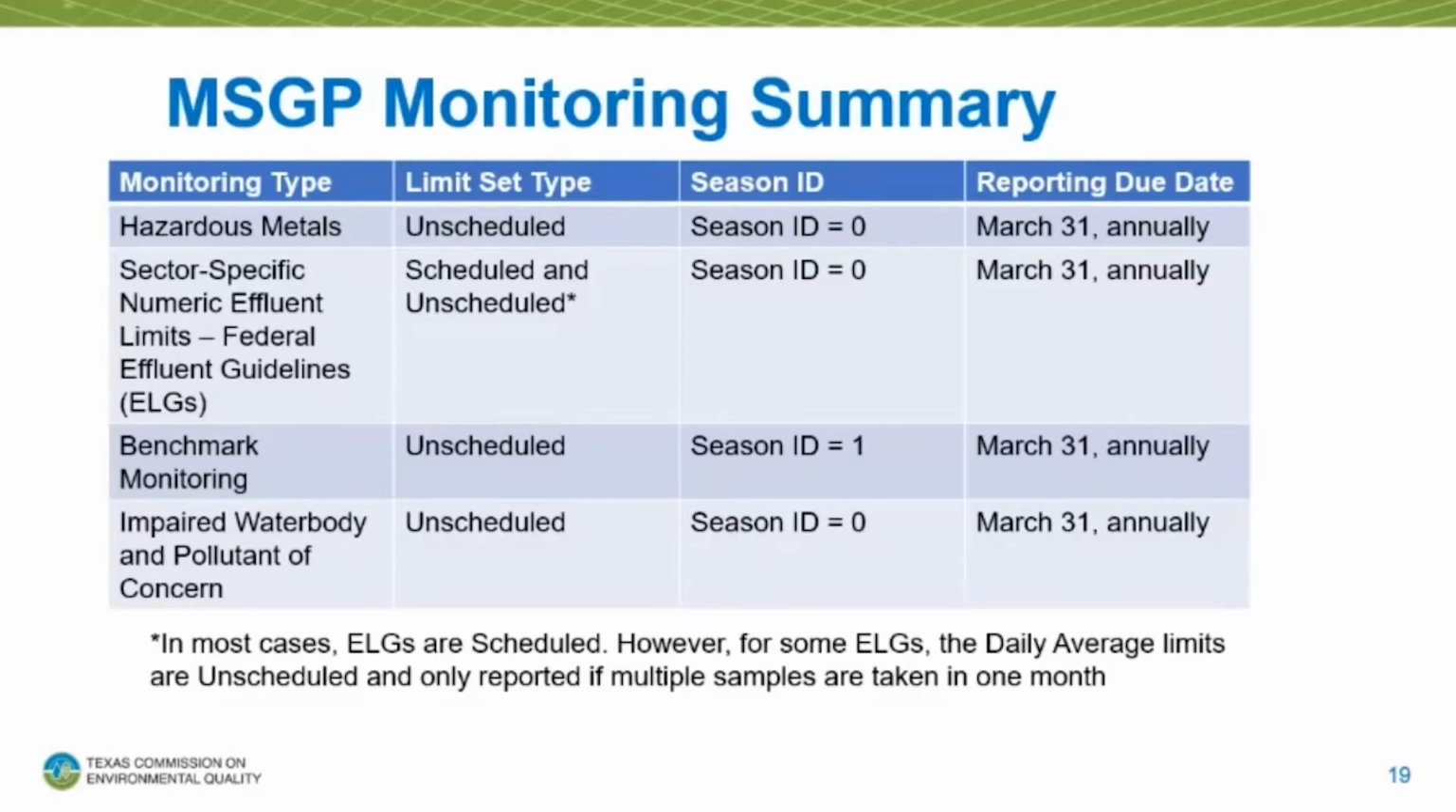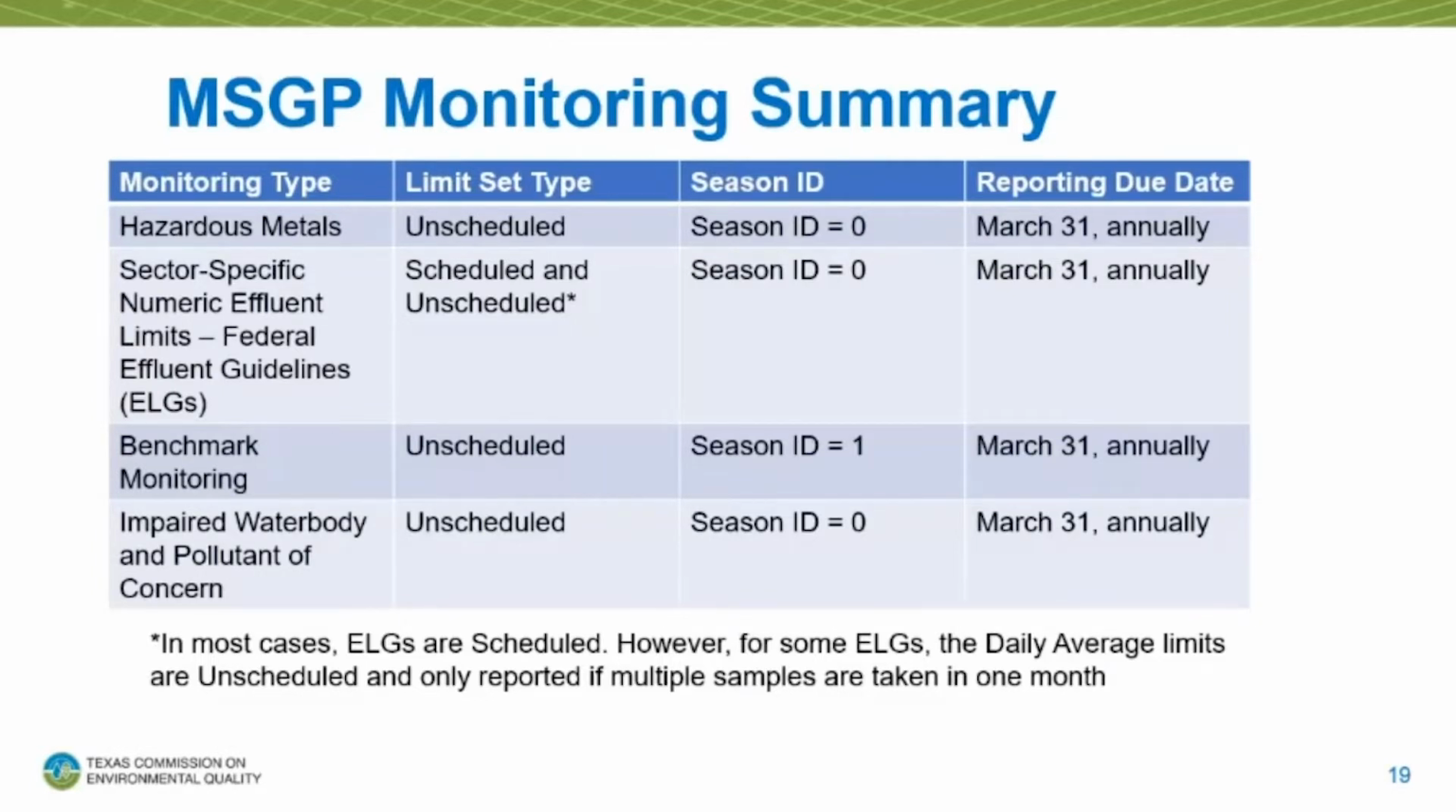And then benchmark monitoring, again, is going to show up in our unscheduled limit set type. And these are going to have a season ID of 1. The purpose of the season ID is really just to make it easy for you and for us in the system to identify which parameters you're seeing are your benchmarks. So if you see that season ID of 1 in the system, you know that that particular parameter is the benchmark that you're reporting for.